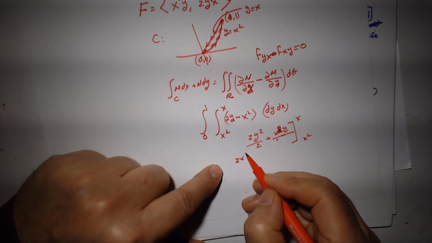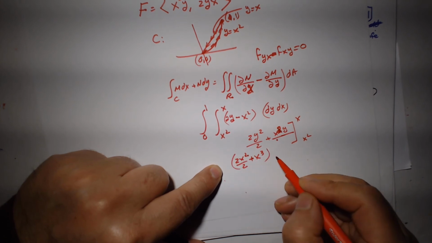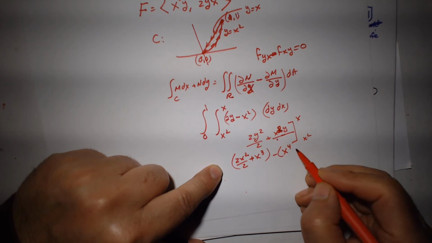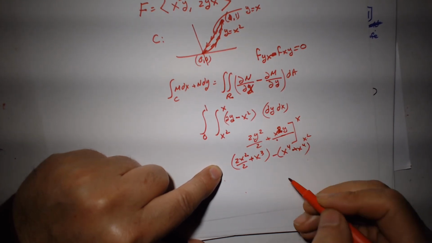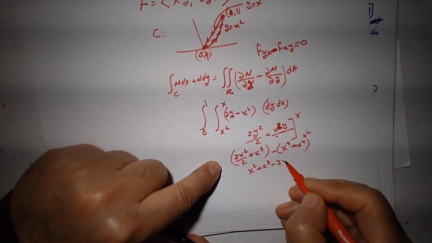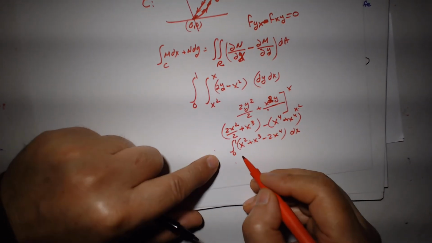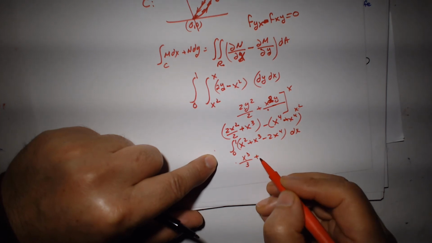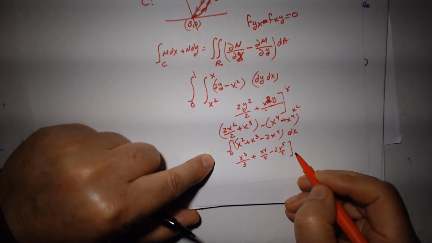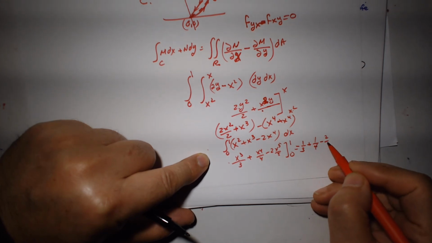Therefore, you have 2x squared over 2 plus x cubed minus x squared times x squared, which becomes x to the power of 4. Therefore, this is x squared plus x cubed minus 2x to the power of 4. Do it with respect to x from 0 to 1. That's x cubed over 3 plus x to the power of 4 over 4 minus 2x to the power of 5 over 5 from 0 to 1. And that becomes 1/3, 1/4, and negative 2/5.